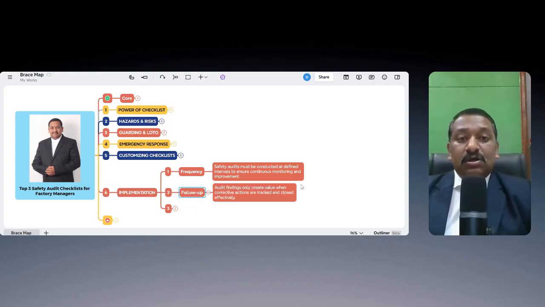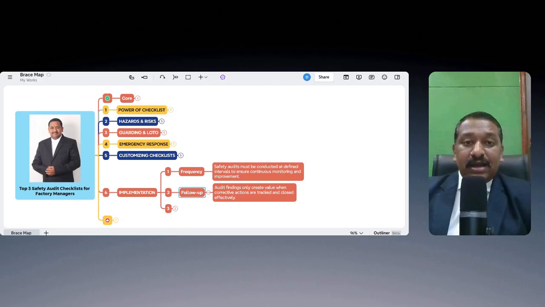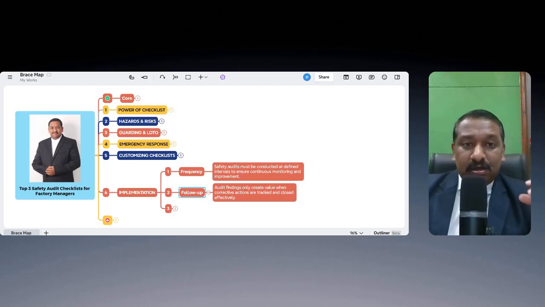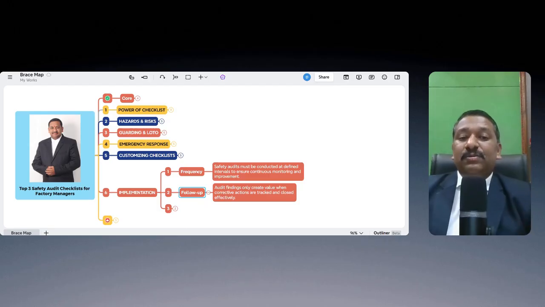Then the follow up. Audit findings only create value when corrective actions are tracked and closed effectively, because the incident happens in the workplace, not in the safety audit findings. These findings have to be tracked. Corrective actions shall be taken and shall be closed effectively to prevent the recurrence or the occurrence of any accidents.